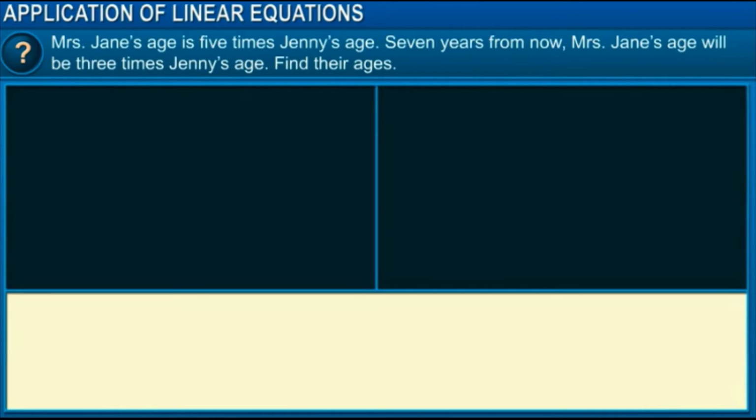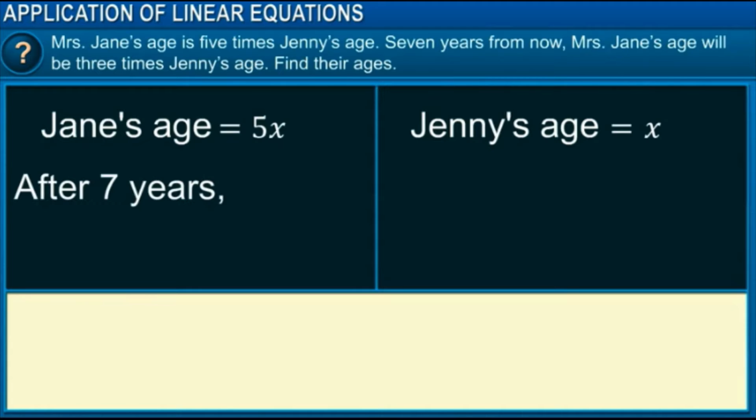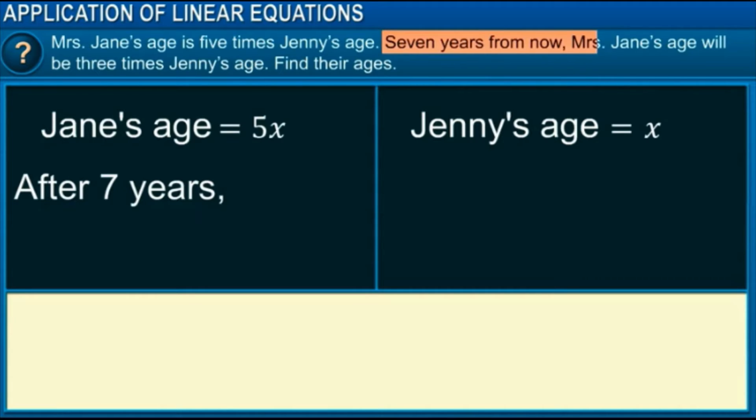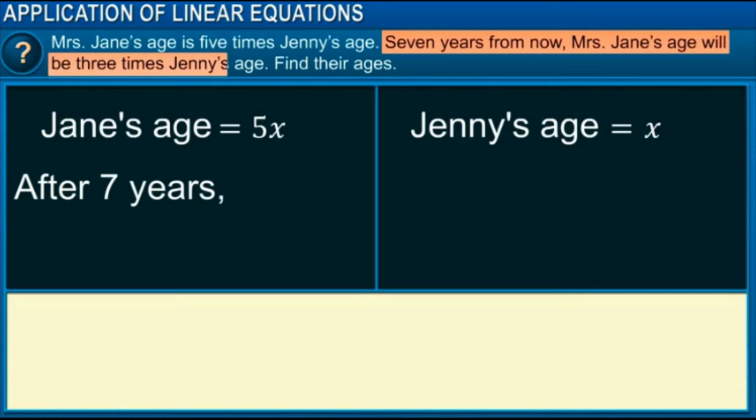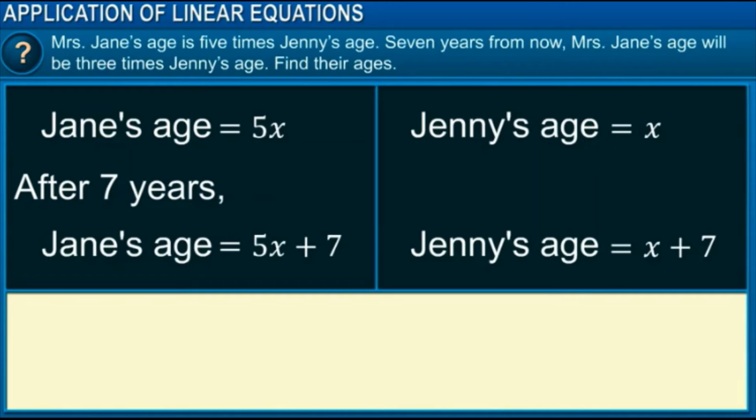Jane and Jenny. To begin with, let Jenny's age be x years. Mrs. Jane's age is 5 times that of Jenny, so it will be 5x. The next statement states that 7 years from now, Mrs. Jane's age will be 3 times Jenny's age. After 7 years, Jenny's age will be x plus 7 years, and Mrs. Jane's age will be 5x plus 7 years.